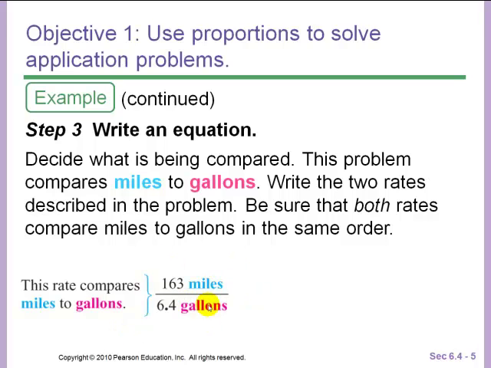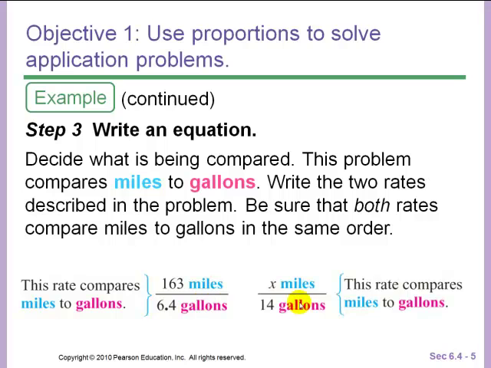Our first rate is 163 miles to 6.4 gallons. We have miles in the numerator and gallons in the denominator. We must match that in our second rate. So we have x miles over 14 gallons. Again, notice in both cases the units match. That is very, very important. If you have one of your rates flipped so that the units are in the wrong spot, you will not get the correct answer.